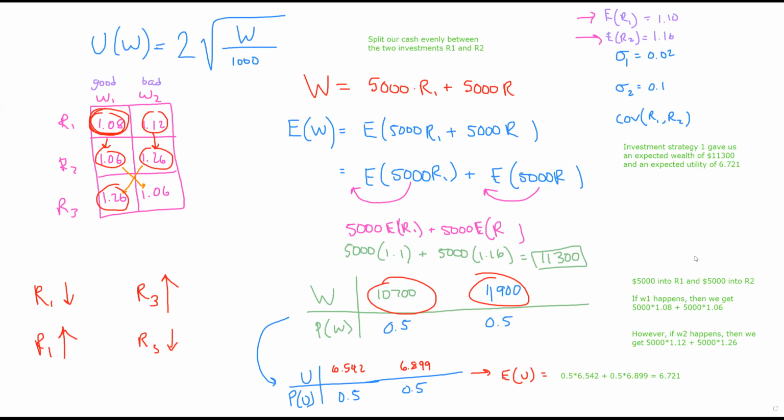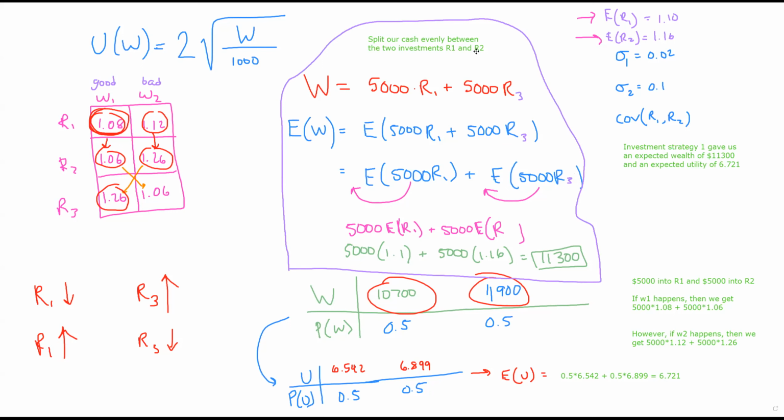I think the nice thing is that the expected wealth calculation ends up being exactly the same as the original expected wealth calculation. 5,000 for each of R1 and R3, split up. The expected value of R3 was still 1.16. So I again get 11,300.